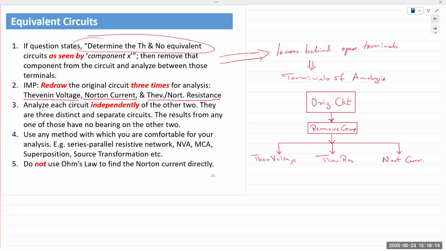So you have the circuit, you modify it, you create 3 different circuits, and you analyze each independently of the others. The results you obtain from each independent analysis have no bearing on the other ones, because all 3 circuits are going to look very different. And you will see what I mean when we get to the examples.